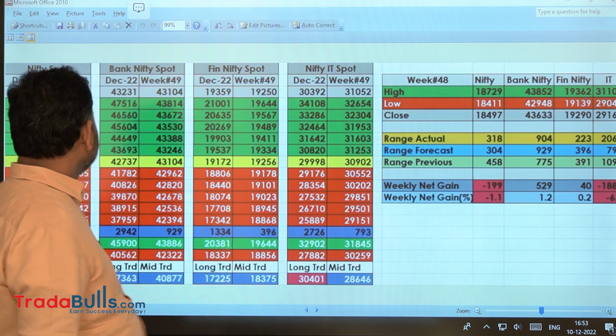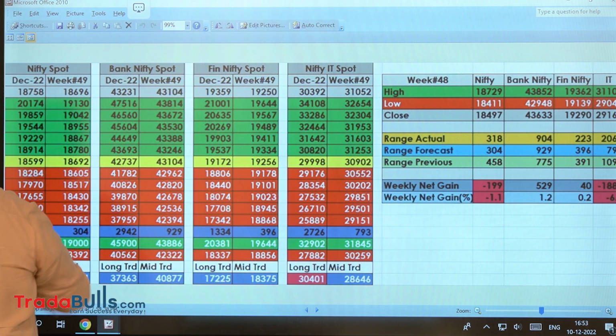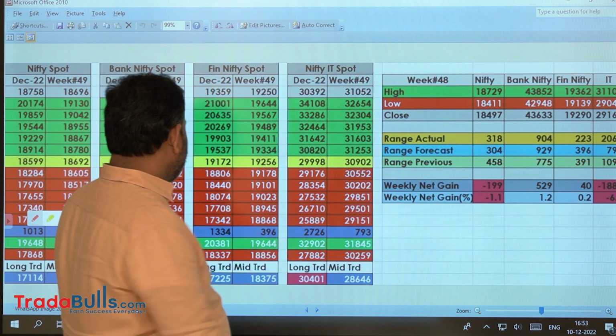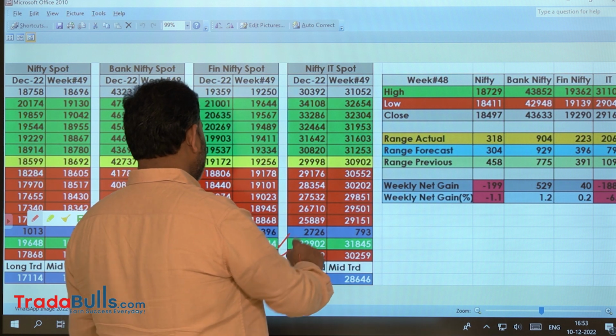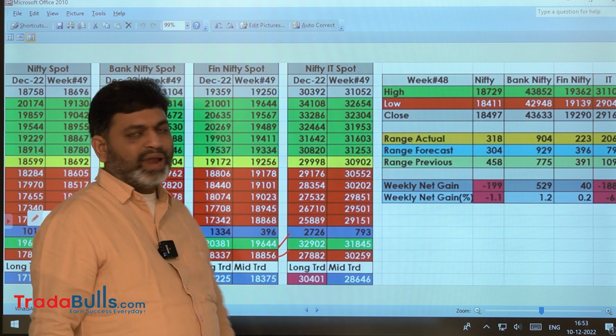And in Fin Nifty, the actual range was 396 and the targets 19,644 or 18,856, none of the targets were achieved. Why? Because it's a flat closing.